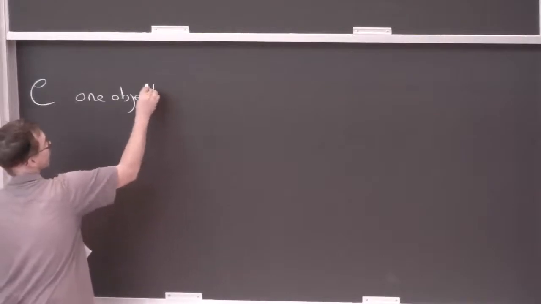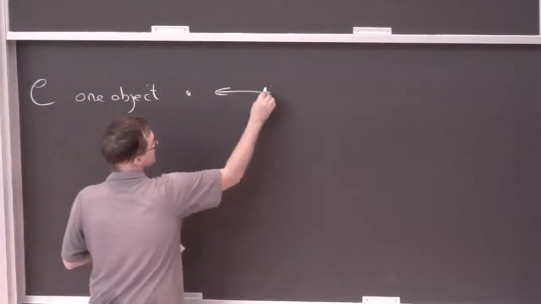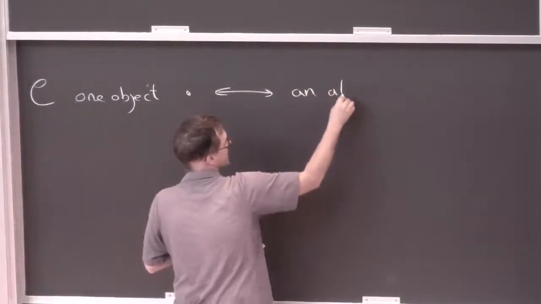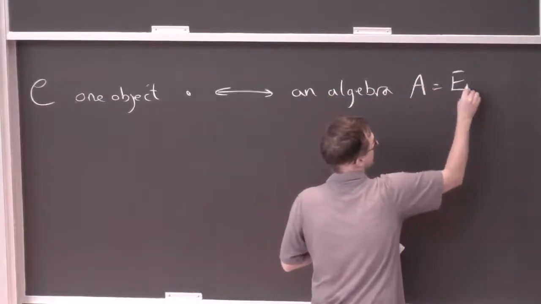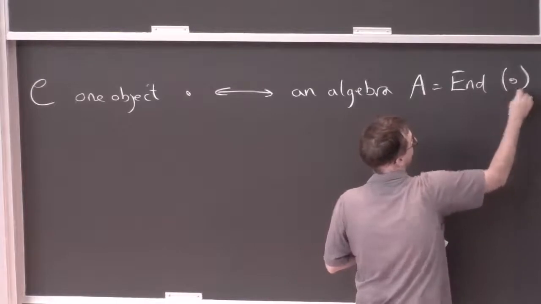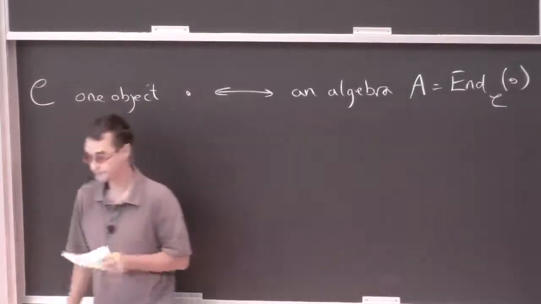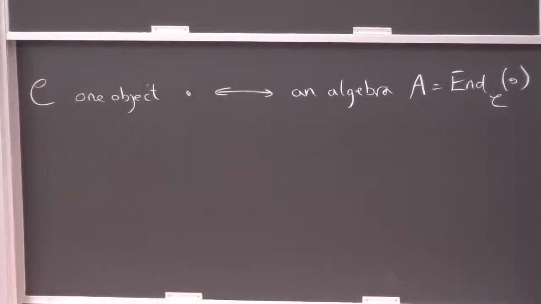Let's call that object, I don't know, dot. That's the same data as the data of an algebra A, which is just the endomorphism algebra of that object. Let's have a silly dictionary here, because I'm going to try and talk about categories, but it's helpful to be very concrete and think about this most stupid example.